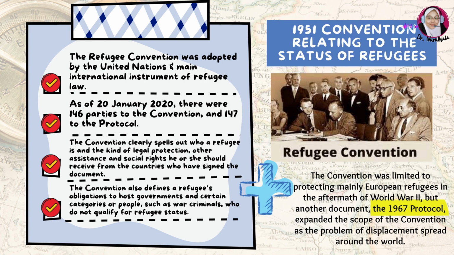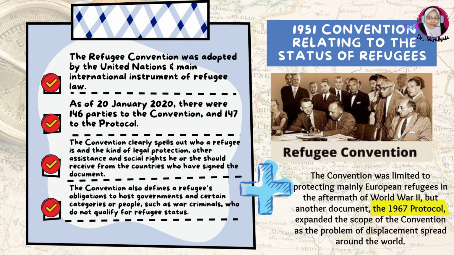Okay, with regards to the 1951 Convention relating to the status of refugees, you need to understand these international laws in order to understand the laws pertaining to refugees. Basically, this convention was limited to protecting mainly European refugees in the aftermath of World War II. But another document, the 1967 Protocol, expanded the scope of the convention as the problem of displacement spread around the world. You can read there the features of the convention and the effects of the conventions.